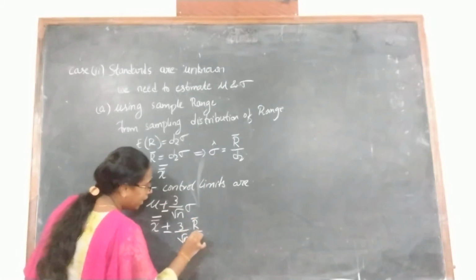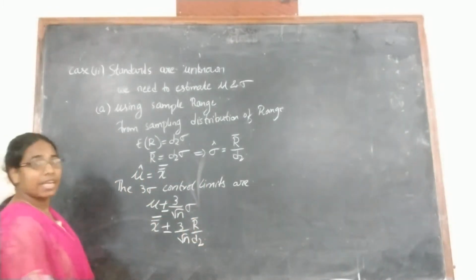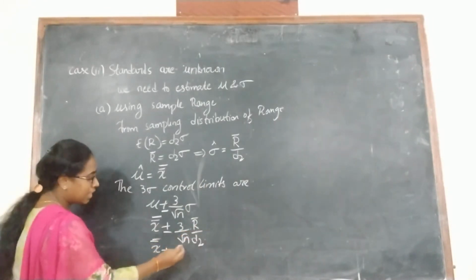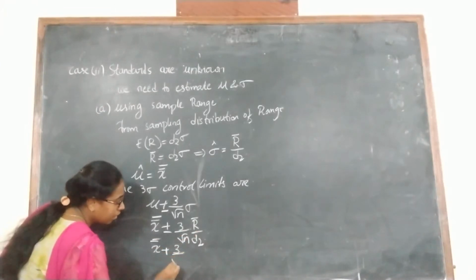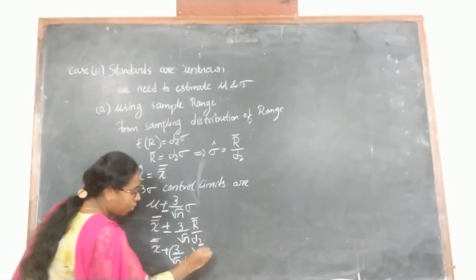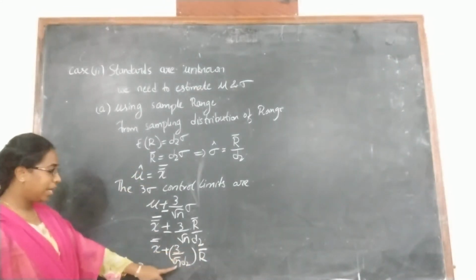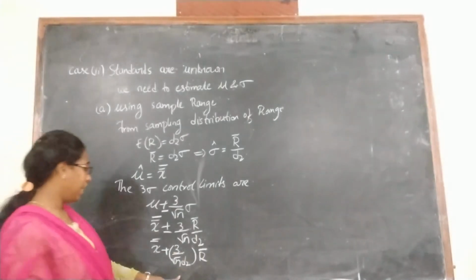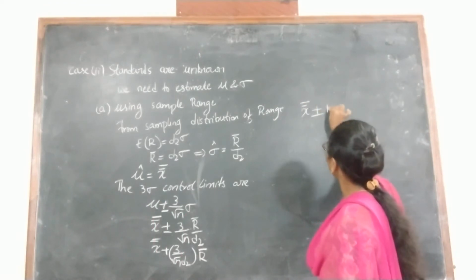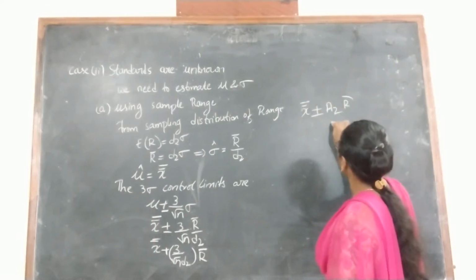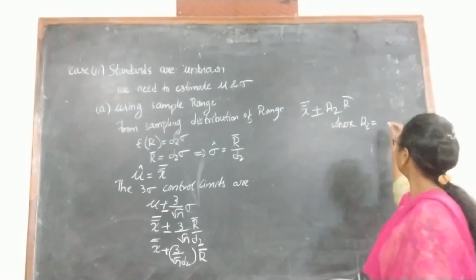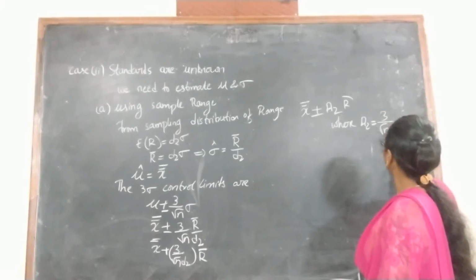R bar by d2. So this can be written as X double bar plus or minus, keep R bar to a side and write all the terms on one side, 3 by root n into d2 as one term, into R bar. Now consider this 3 by root n into d2 as capital A2, so that the limits become X double bar plus or minus A2 R bar, where A2 equals 3 by root n into d2.